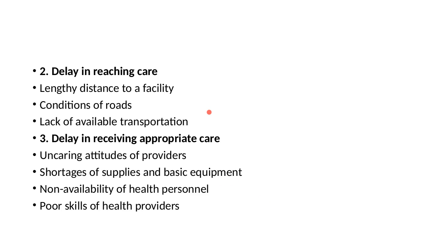Then the second type of delay is delay in reaching care, where you have a lengthy distance to the health facility and maybe you're on foot or using a vehicle and the health facility is very far away. You're using maybe a bicycle and the health facility is very far away. Conditions of the road, if the condition of the road is very poor, it is rainy season and the roads are very poor, you might also take time before you reach the hospital. Then there is lack of available transportation. When we don't have roads, we don't have vehicles that can carry you. We don't even have motorcycles to carry you. So this can also delay you from reaching the care.